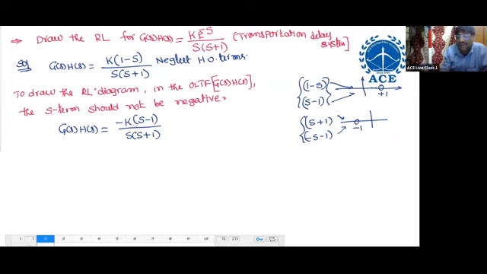So this minus K into (s minus 1) by s into (s plus 1). Now here, you have to identify whether you have to draw the direct root locus or the inverse root locus, and what is the direction of the root locus branch. So, what you have to draw, direct or inverse?